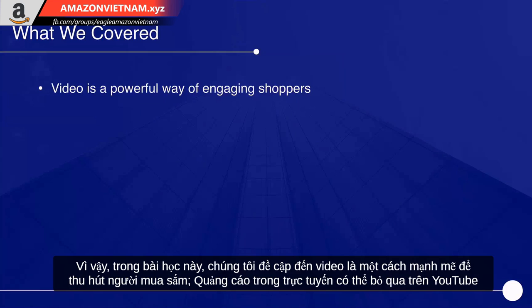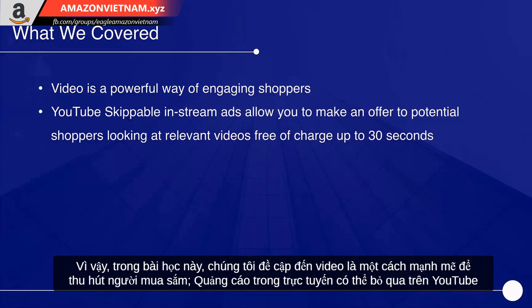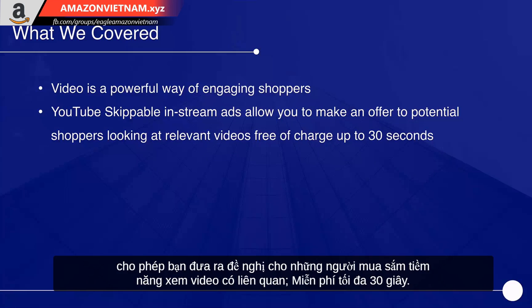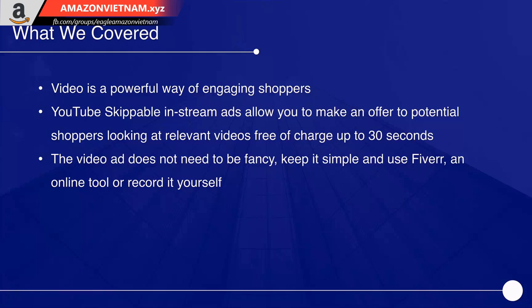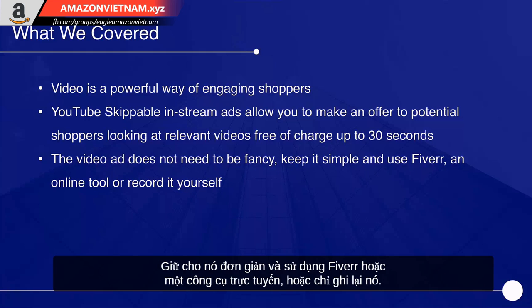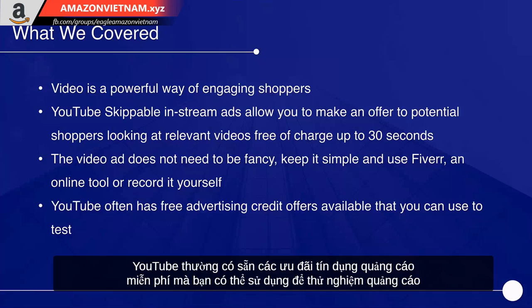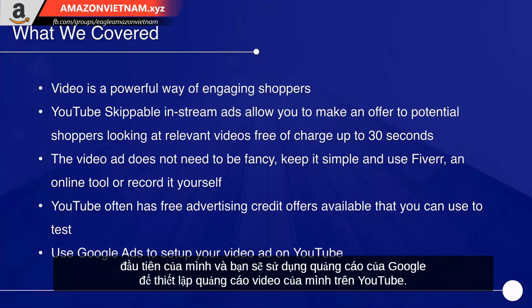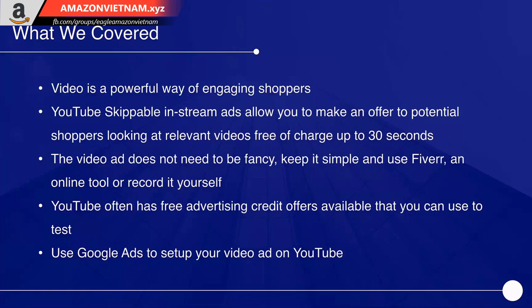So in this lesson we covered: video is a powerful way of engaging shoppers. YouTube's skippable in-stream ads allow you to make an offer to potential shoppers looking at relevant videos free of charge up to 30 seconds. The video ad does not need to be fancy. Keep it simple and use Fiverr or an online tool, or just record it yourself. YouTube often has free advertising credit offers available that you can use to test your first ad, and you will use Google Ads to set up your video ad on YouTube.